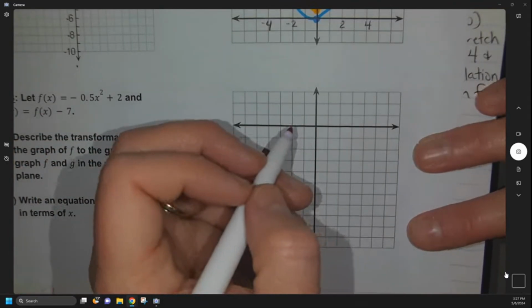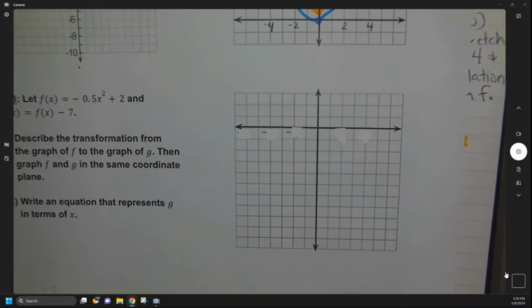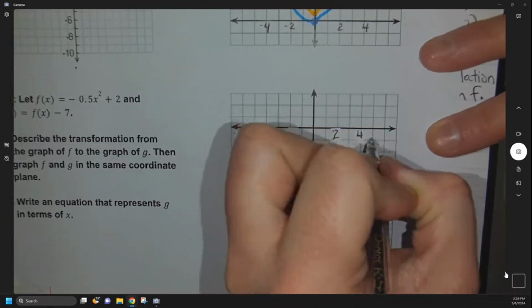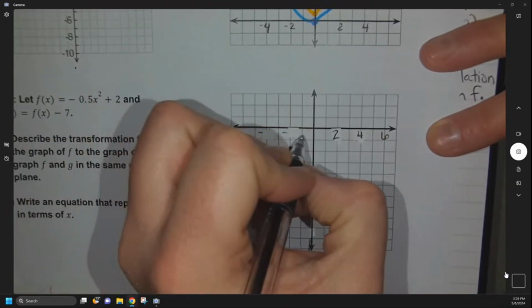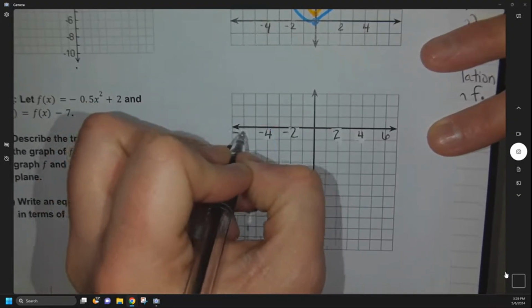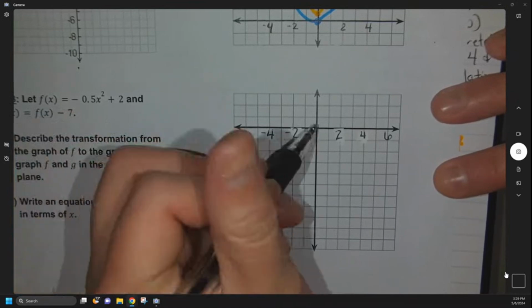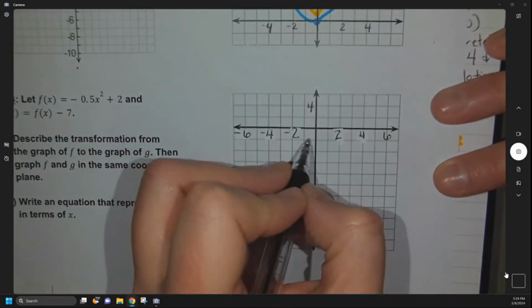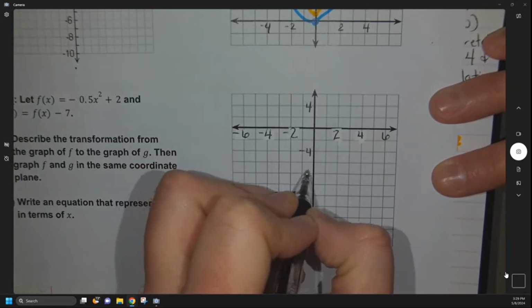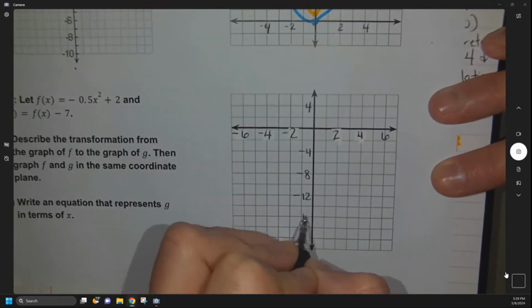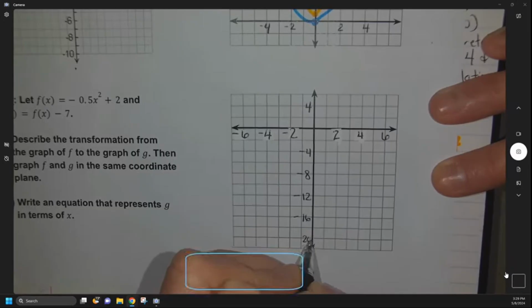So we're going to do by 2's again. Okay, so we're going to label the x-axis. We're going to do every other one. So 2, 3, 4, 5, 6, 1, -2, -3, -4, -5, -6. And then we're going to count the y-axis by 2's. So -2, -4, -6, -8, -10, -12, -14, -16, -18, -20.